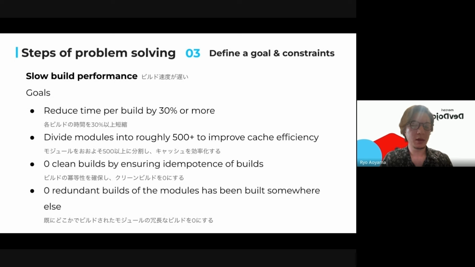And the fourth one, so this was more a stretch goal. We wanted to make sure that there will be zero redundant builds of the module that have been built somewhere else.